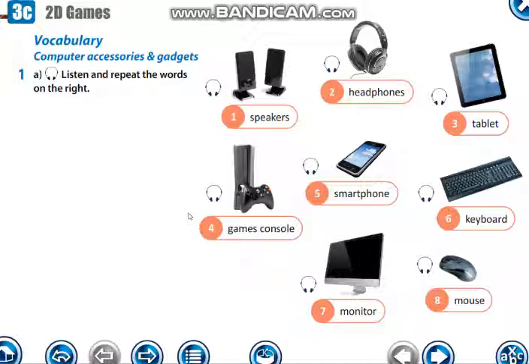Let's start with exercise 1A. Now look at the pictures. There are computer accessories and gadgets. Now listen and repeat. Speakers, headphones, tablet, games console, smartphone, keyboard, monitor, mouse. Now that's all. I think you know about these computer accessories and gadgets and we use all of them, yes?